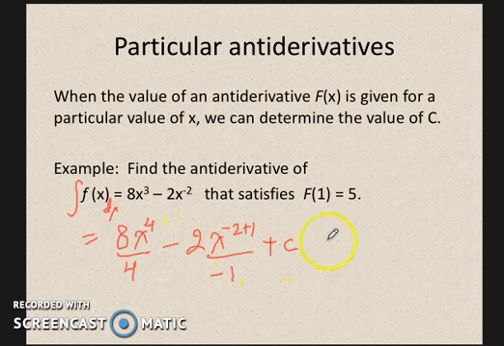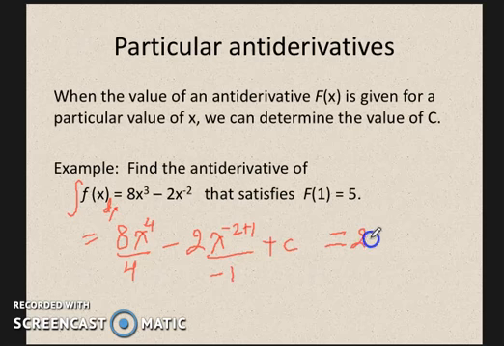And this whole thing is given as 5 at 1. So we'll do that. So this comes out to be 2x to the 4th. This negative divided by negative becomes positive. This is 2. This gives you x to the negative 1 plus c. Now the antiderivative at 1 is given, so your x is now 1.